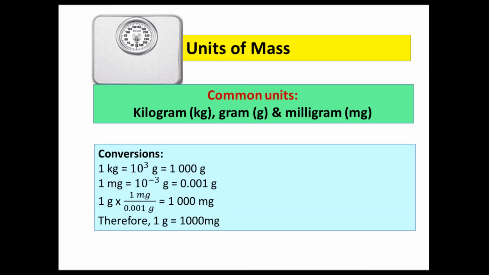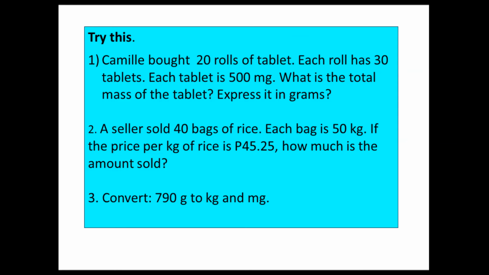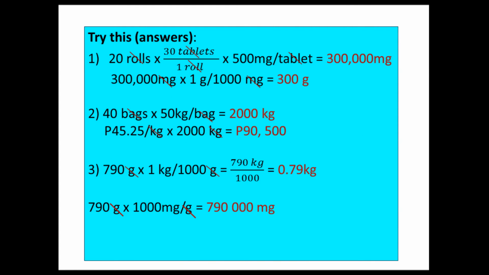Therefore, we can use these conversions in studying mass. We can try this problem. Problems 1, 2, and 3. You can pause the video and try to answer these questions. If you're done, you can proceed. We have these answers. So this is another illustration of factor label method and how we convert one unit to another.